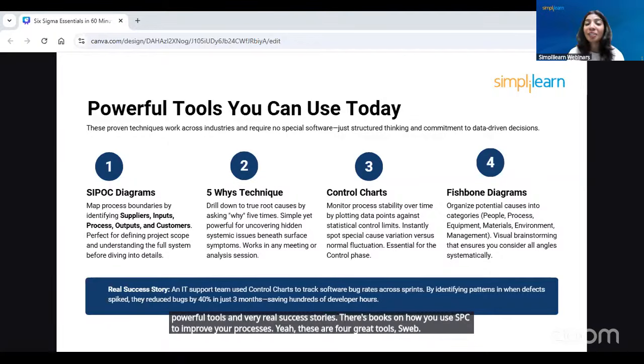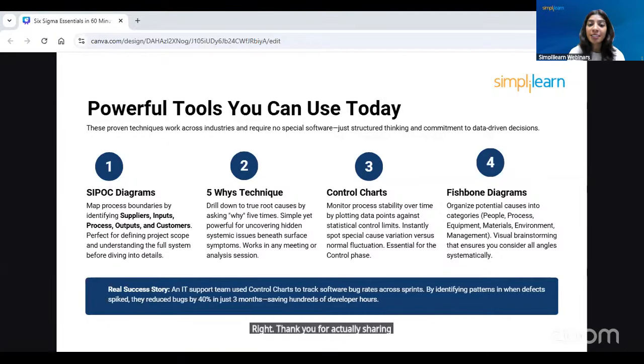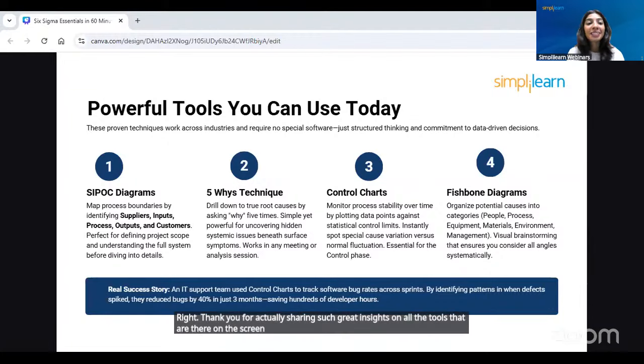Right. Thank you for actually sharing such great insights on all the tools that are there on the screen. And those were some amazing tips also that you shared with the audience. So I'm sure they benefited a lot from this.